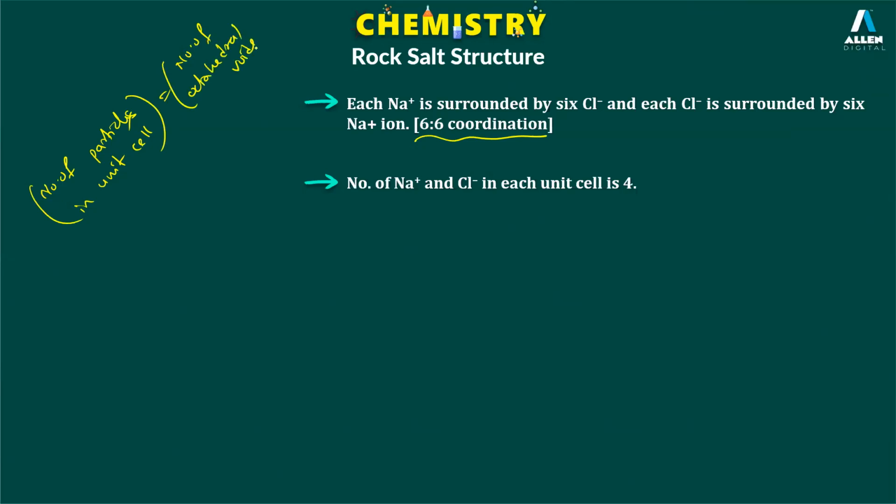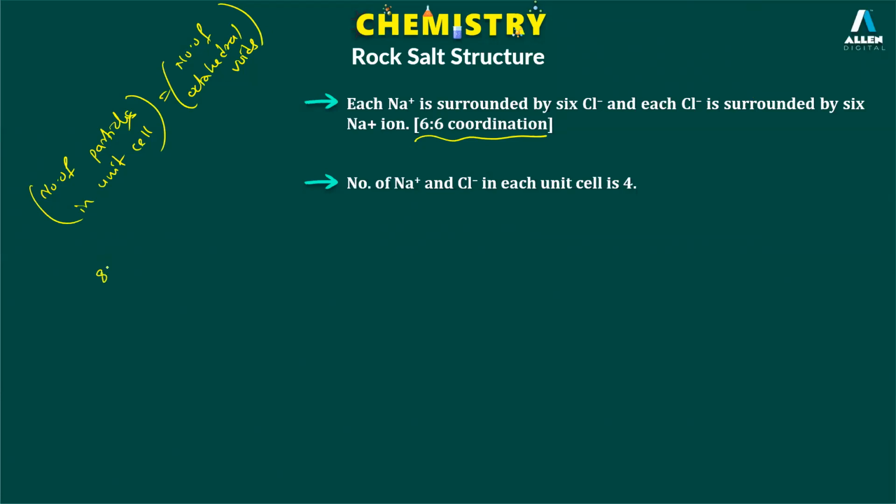Yes or no? The number of particles in the unit cell is exactly equal to the number of octahedral voids, but if you compare the tetrahedral voids, it is equal to twice the number of particles in the unit cell. So which particle is actually forming the FCC lattice? It is chloride. So how many chlorides are there?